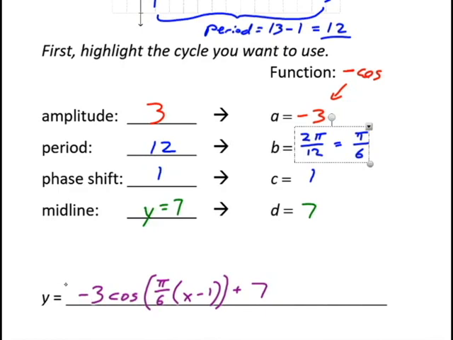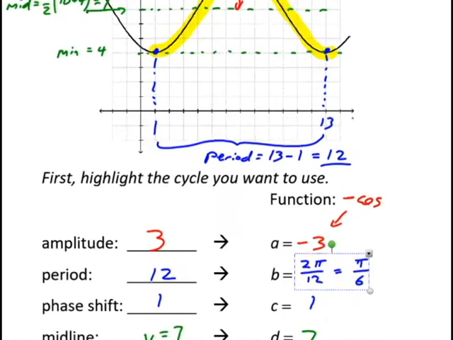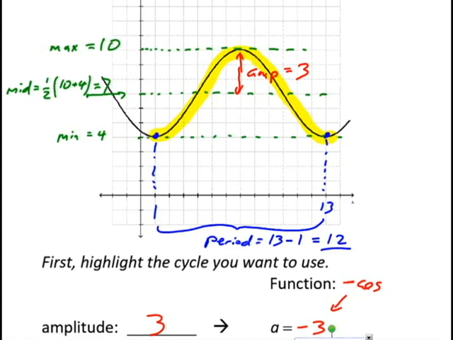I did say that there were multiple functions that you could choose. However, on this one I kind of backed you into a corner. There is another option. You technically could use a negative sine curve starting back here, but there are no other complete cycles that are on the grid that I gave you. So you're kind of limited by that.